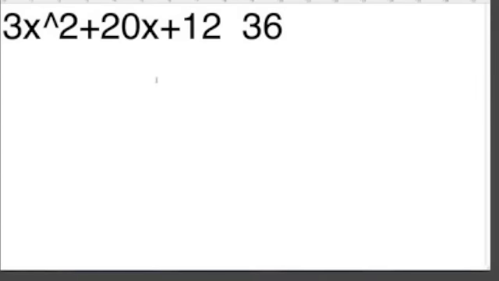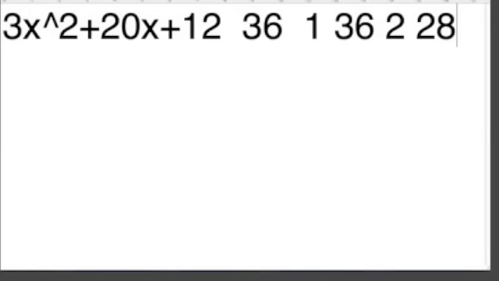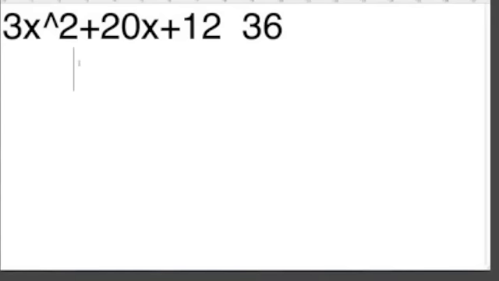Second, we would find numbers that when added together equal 20, and when multiplied equal 36. So let's just find the multiples of 36. That's 1 and 36, 2 and 18, 3 and 12. Well, we can already see that 2 and 18 when added equals 20, and when multiplied equals 36. So we're going to use those.